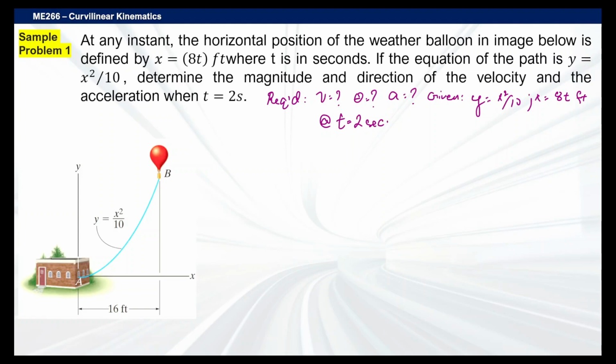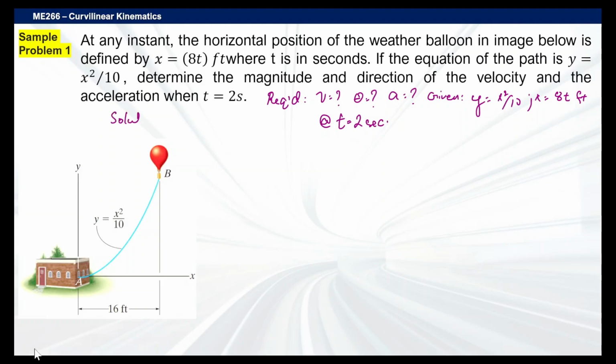So, we're also given yung y, yung equation ng line na to, which is x squared over 10, and x equals 8t, and 8t feet. Basically, t is in seconds. So, we're here to determine yung velocity and acceleration at t equals 2 seconds. So, how do we do this?